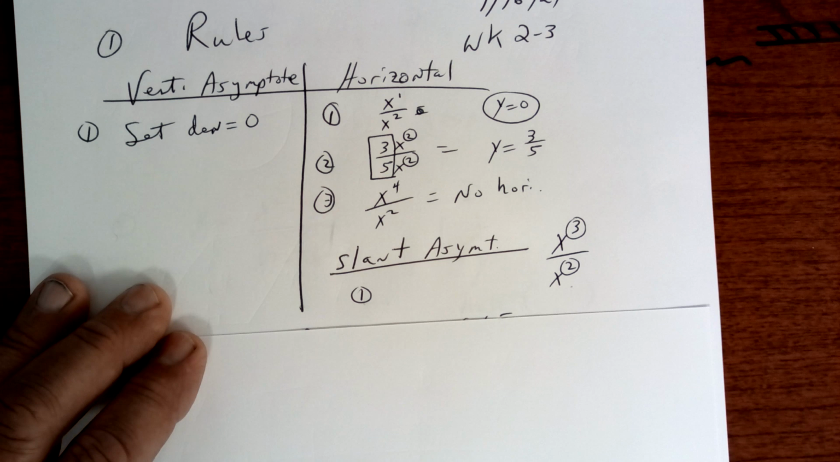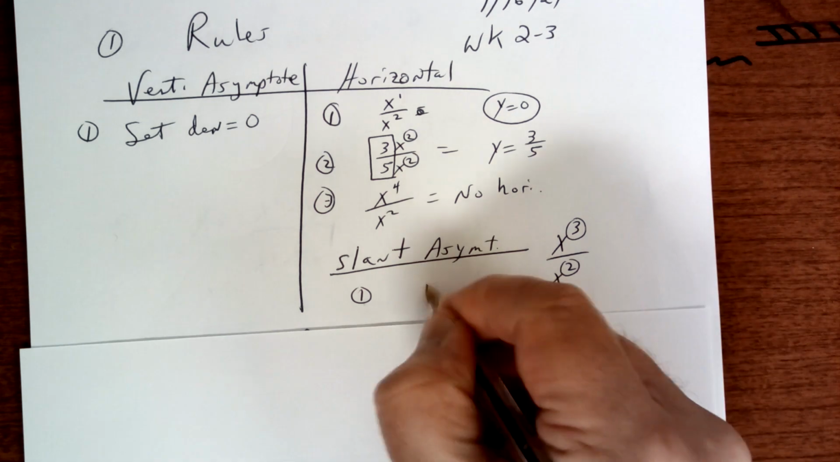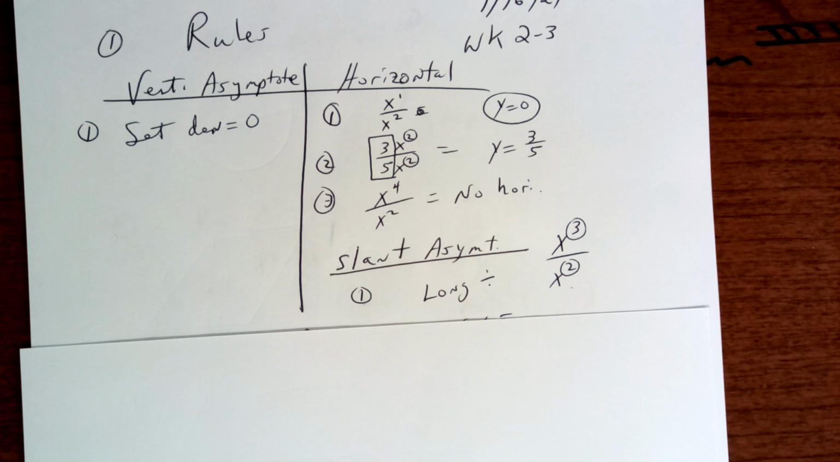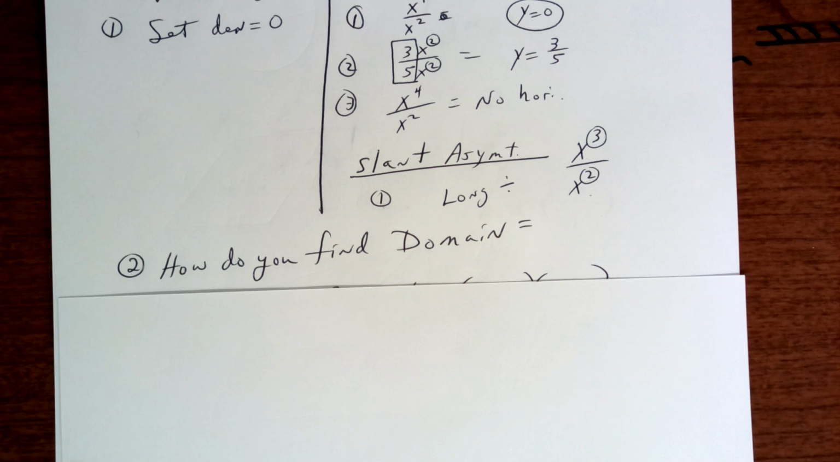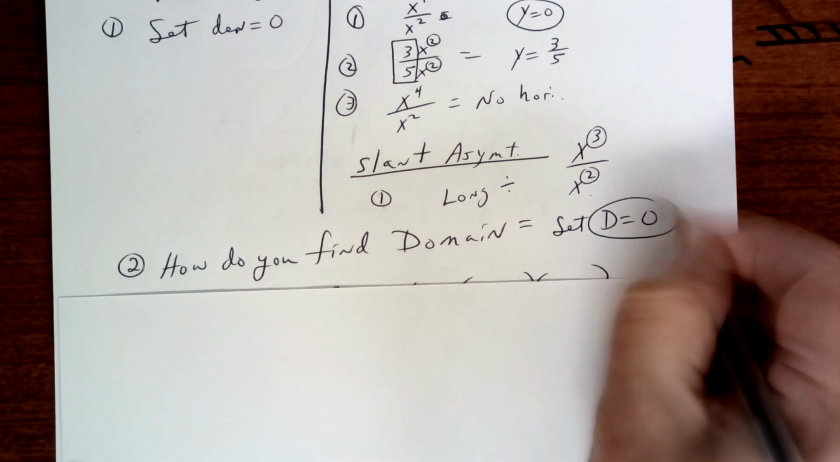And to find the slant asymptote, you have to actually do long division. Okay? So at this point, you would do long division. And we talked about that. All right, let's move on now. How do you find the domain? The domain is you set the denominator equal to 0, and then you work it out.